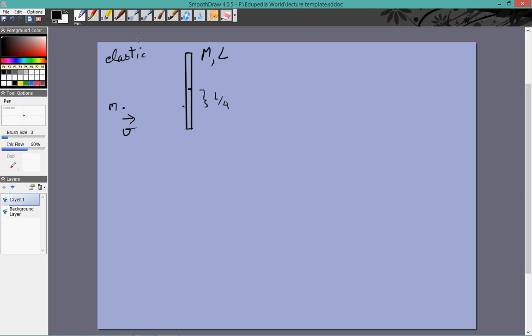We have to find what happens finally. That means we have to find either the final speed of this or the final angular speed of this, or whatever we want, right? We'll try to calculate everything. First of all, these two will collide, so we'll have to use concepts of collision.